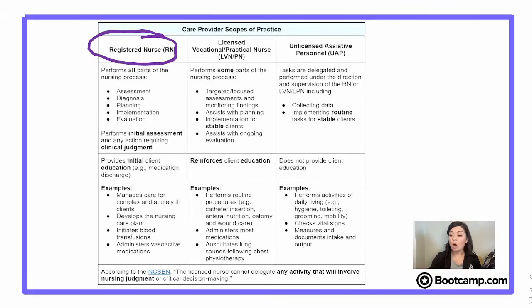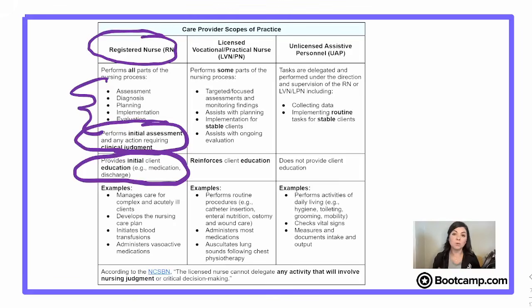And that's going to be all the steps of the nursing process: assessment, diagnosis, planning, implementation, and evaluation. And we also are responsible for performing those comprehensive assessments, admission assessments, initial assessments, and any education. We want to be the one providing that comprehensive initial education for the client.